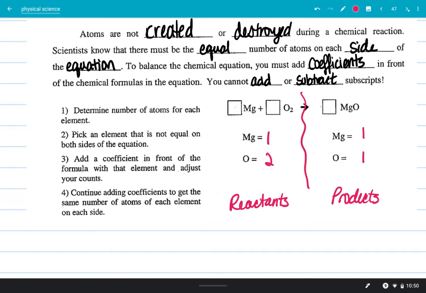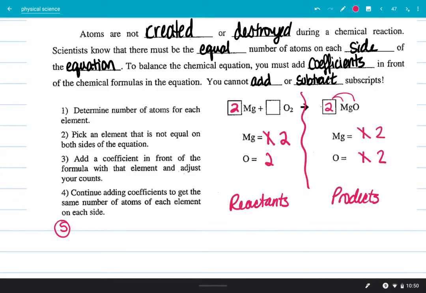So I need to make the product have 2 of those, but that 2 applies to both of those. Now I have 2 oxygen and 2 magnesium. Step 4, continue adding coefficients to get the same number of atoms of each element on each side. So now I've got magnesium. Back to step 2, pick an element that is not equal on both sides. Magnesium isn't. Step 3, add a coefficient. Let's try that. Now I have 2 of those.